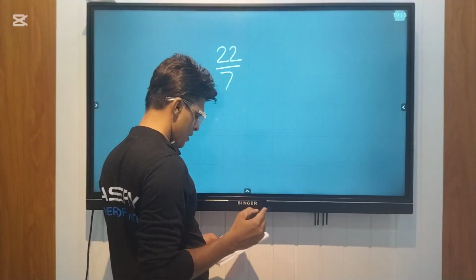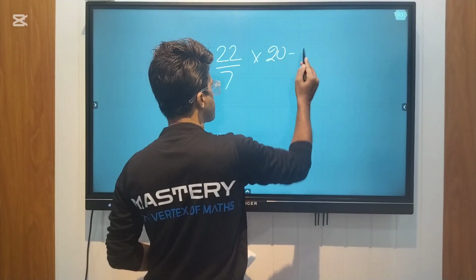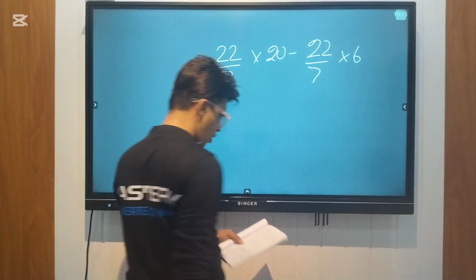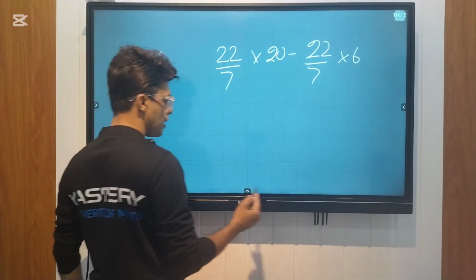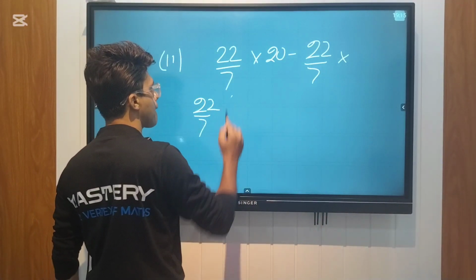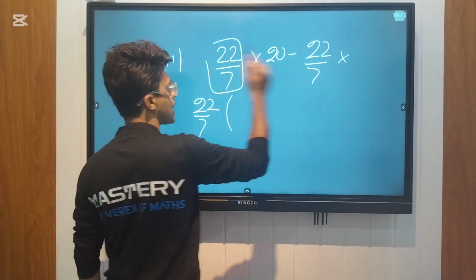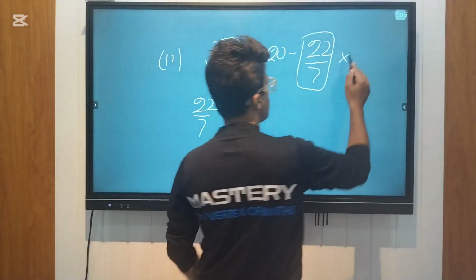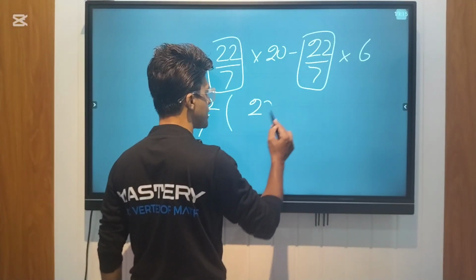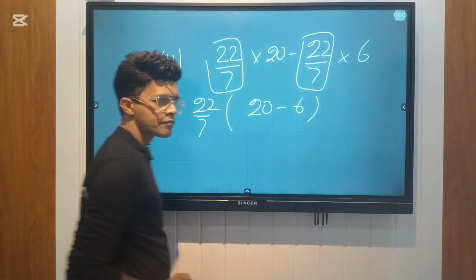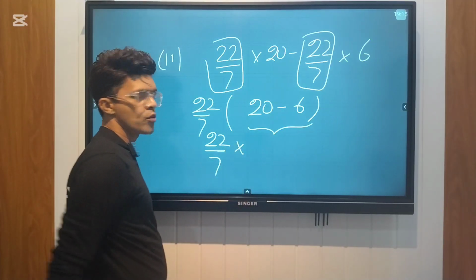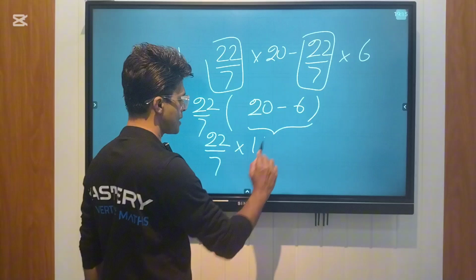So 22 over 7 into 20 minus 22 over 7 into 6. Really, how do you get the answer of this one? 22 over 7 can be taken as a common factor here, right? And after that, here you could see 20 minus 6. Then 22 over 7, you could subtract. Then 20 minus 6, 14.